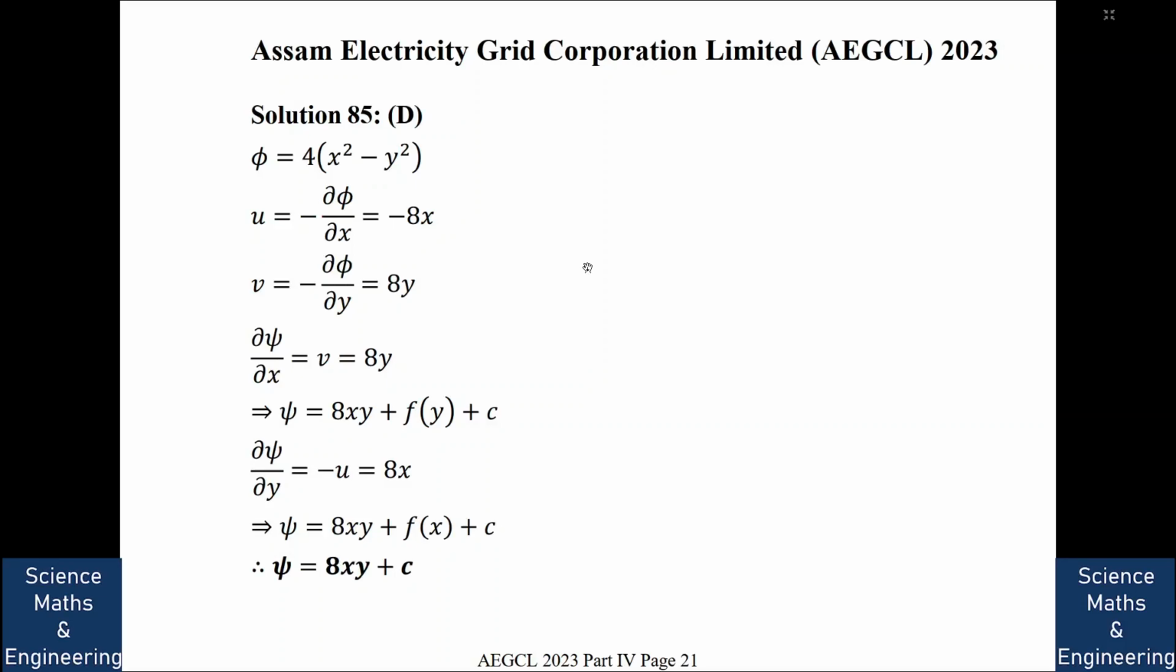So from here we know that psi would be equal to 8xy plus a function of y plus c. Similarly, we see that del psi by del y is equal to minus u, which is equal to 8x. Again, psi is equal to 8xy plus some function of x plus c. Now as we see that psi is equal to 8xy is already a function of both x and y. So what we have is that psi would be equal to 8xy plus c. So option D is the correct answer.